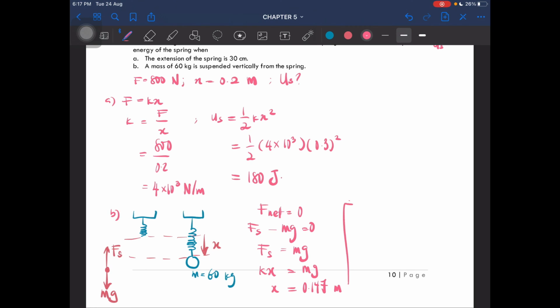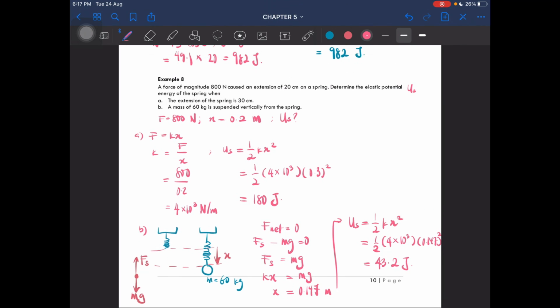Okay, and then from here we can find the elastic potential energy, half Kx square, because now we have the value of X. Okay, so X is 0.147 square. Then you'll get the elastic potential energy to be equal to 43.2 joules. Alright. So basically this restoring force goes from the object towards the spring's original position. Okay. Right, so that is example number 8.